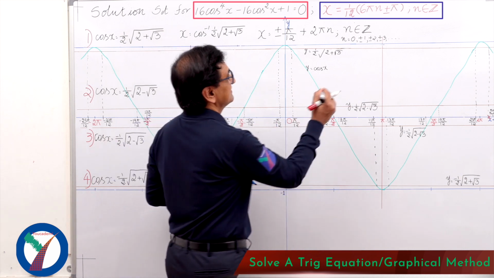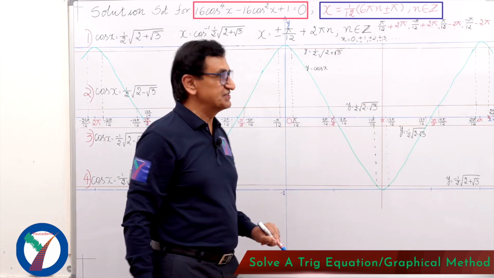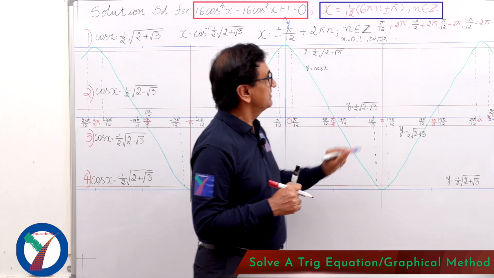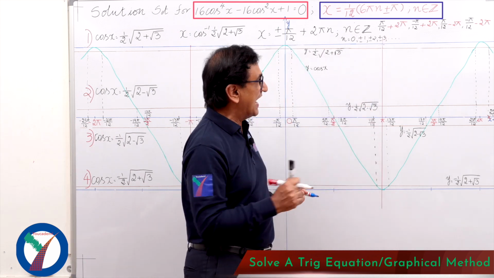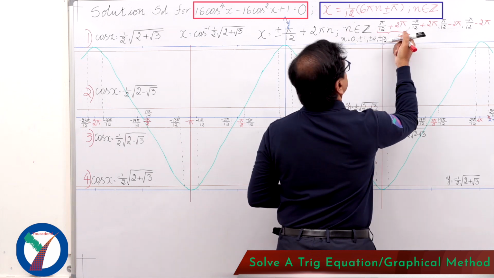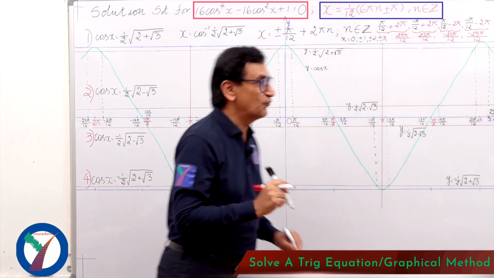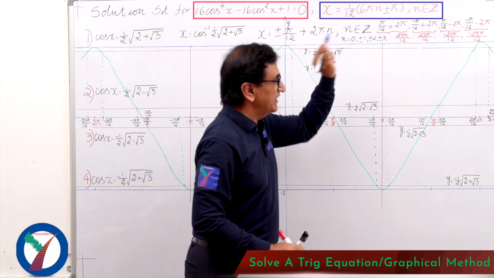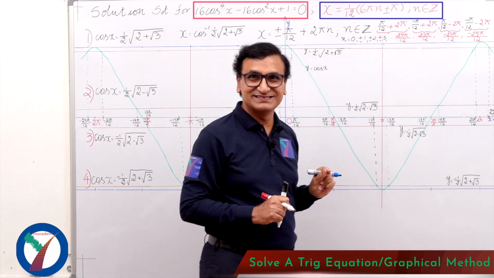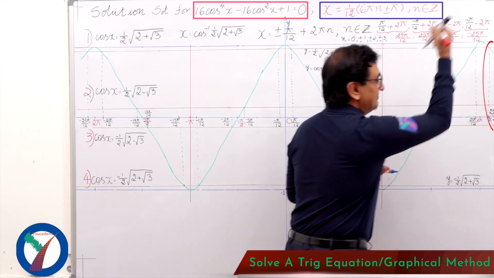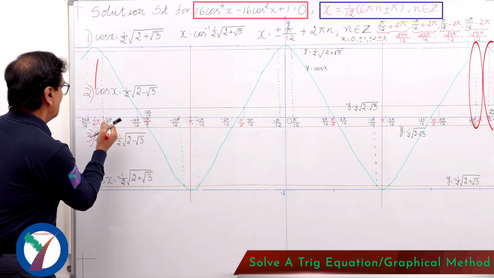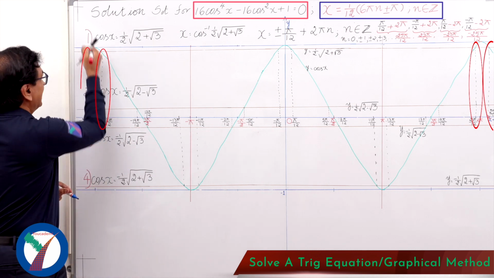And the solutions are plus pi by 12 plus 2 pi, minus pi by 12 plus 2 pi, plus pi by 12 minus 2 pi, and minus pi by 12 minus 2 pi. Let's do the arithmetic. So the four numbers are 25 pi by 12, 23 pi by 12, minus 23 pi by 12, and minus 25 pi by 12. And here is 25 pi by 12, and here is 23 pi by 12, here is minus 23 pi by 12, and finally here it is minus 25 pi by 12.